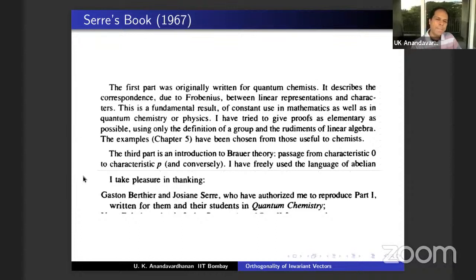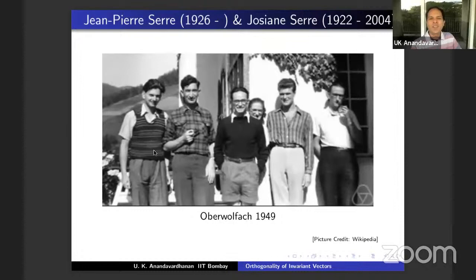Okay, so here is a nice picture. So Josiane Sayre does not have an English wiki page, but there's a French wiki page, and this photo is from that page. This is Oberwolfach in 1949. You can see the Oberwolfach symbol here, and this is Sayre, and this is Josiane Sayre. And once again, if students are there in the audience, one of the most important mathematicians in the history of mathematics, maybe, 1926 born. So he's like, how many years? 96 years, 95, 96 years old. And Josiane Sayre passed away in 2004.